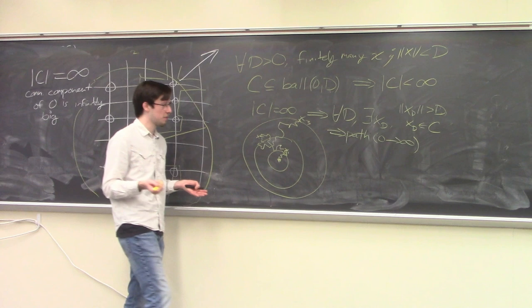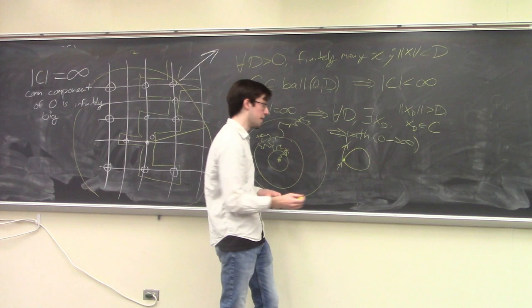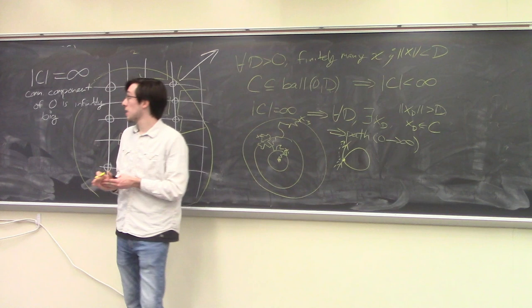So if I have behavior like this, where my path is crossing over itself, then I'm going to minimize this just by saying, okay, go that way. Don't go through the loop. That wasted your time. So this is the justification that an infinite cluster implies a self-avoiding path.